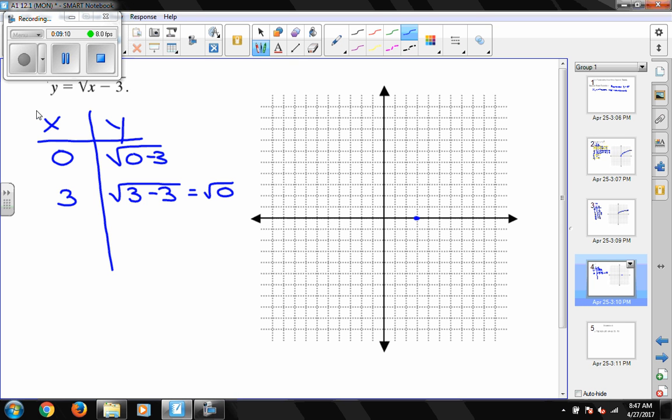And now let's check some other ones. 4, 5, 6, and 7. So I take the square root of 4 minus 3, which is going to be 1. The square root of 5 minus 3 is approximately 1.4.